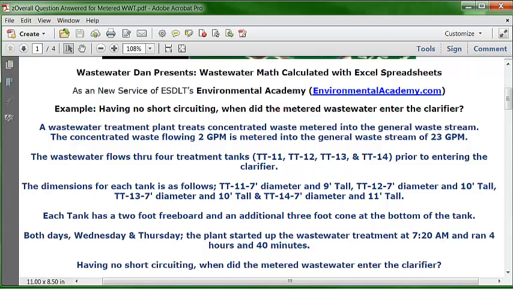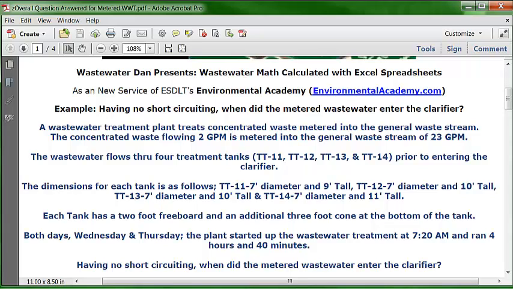and the data is: a wastewater treatment plant treats concentrated waste metered into the general waste stream. The concentrated waste flowing 2 GPM is metered into a general waste stream of 23 GPM. The wastewater flows through 4 treatment tanks: Treatment tank or TT11, TT12, TT13, and TT14. And it flows through all these tanks prior to entering the clarifier.